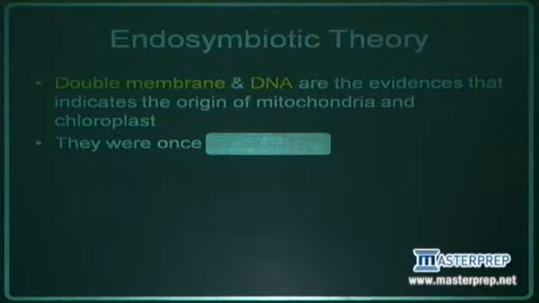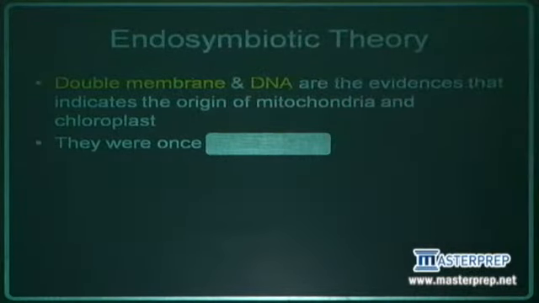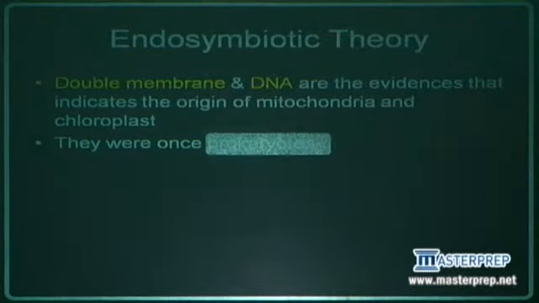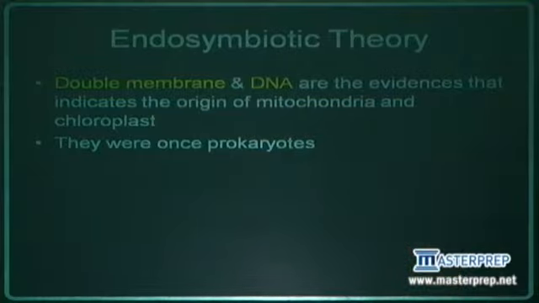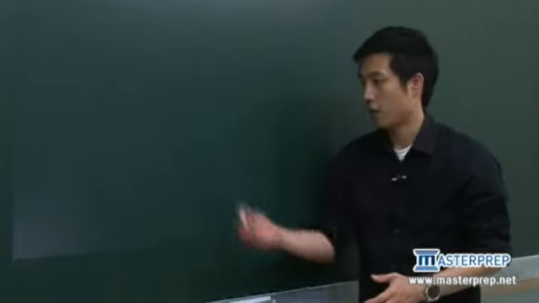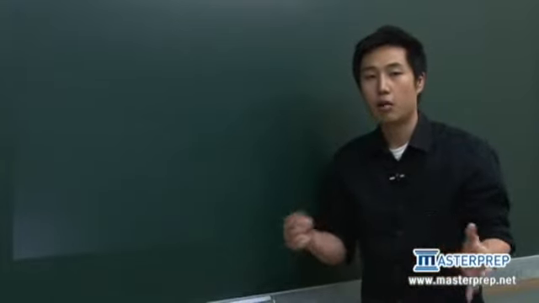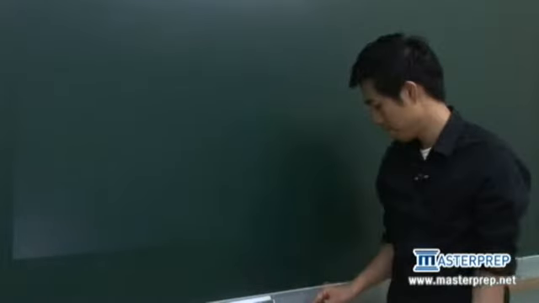So for the mitochondria and the chloroplast, endosymbiotic theory is really important because of the presence of the double membrane and the DNA. We know the origin was prokaryotic cell. Okay, now we're going to get to the actual problem solving session, and make sure you solved all the problems before you watch this lecture, okay?